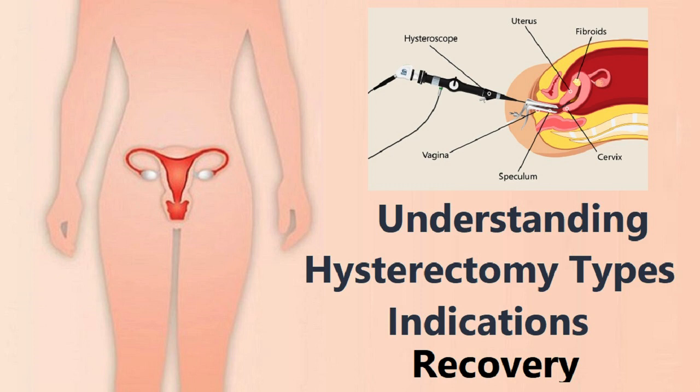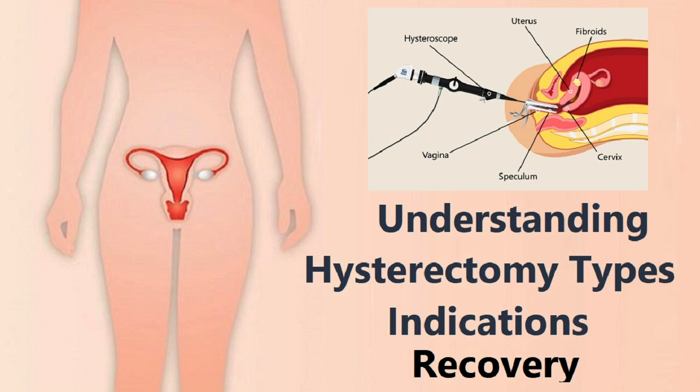4. Total hysterectomy with bilateral salpingo-oophorectomy. In addition to removing the uterus and cervix, this procedure includes the removal of both fallopian tubes and ovaries. It is often recommended for cases of cancer or when there is a high risk of developing ovarian cancer.